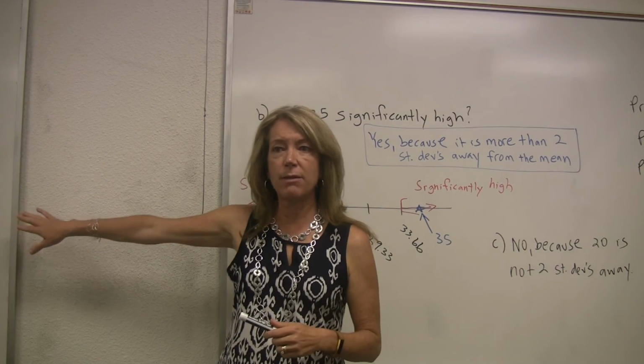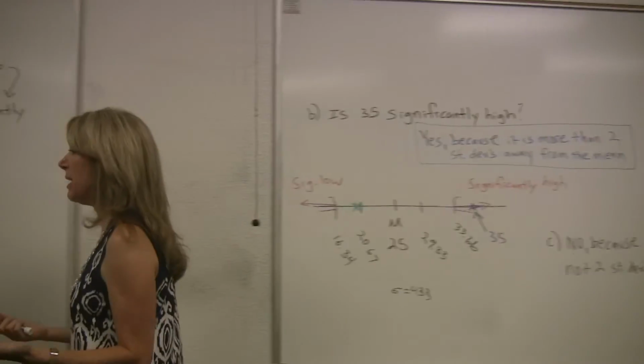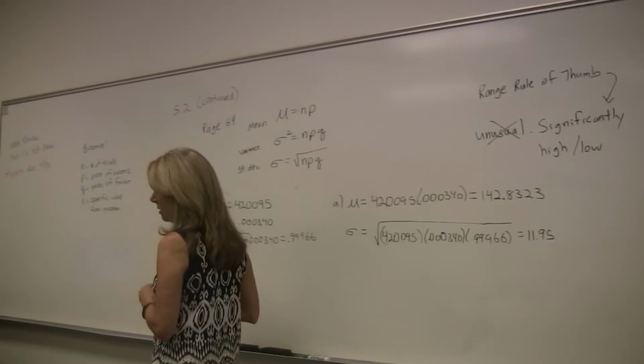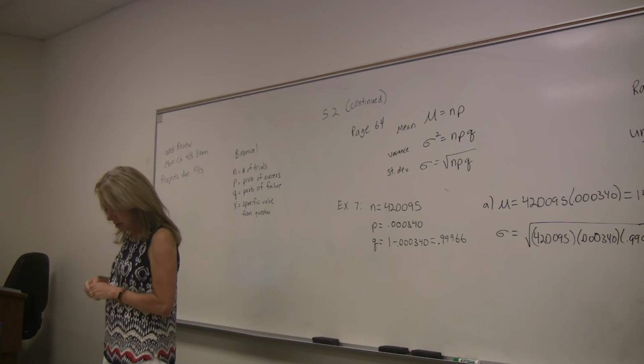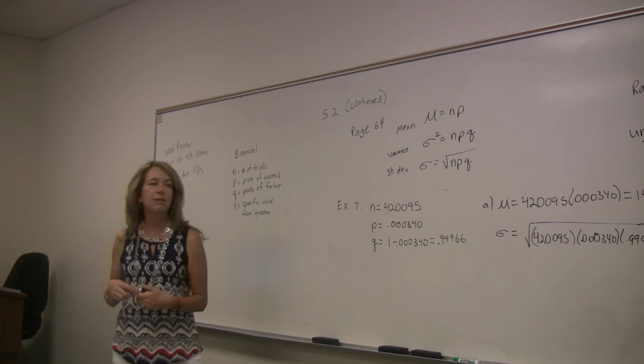You okay with that part? That was part A. Part B is asking the same thing that the last one just asked. Based on those results, is it unusual to get this 135 that they actually found?